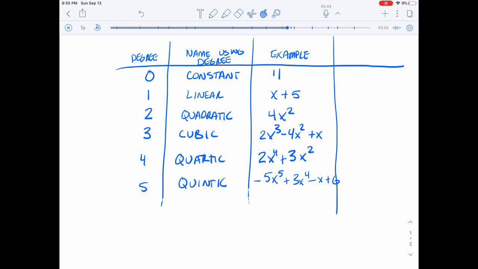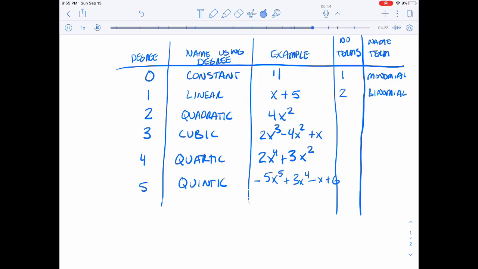Next, let's discuss the number of terms. So the number of terms, let's put right here, number of terms. And let's give it a name. The example 11 has one term, and the name of that term is a monomial. The next example, x plus 5, has 2 terms, and that is called a binomial. The next example is a single term. So once again, it is a monomial.